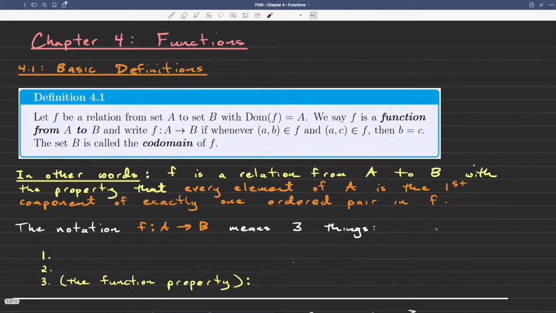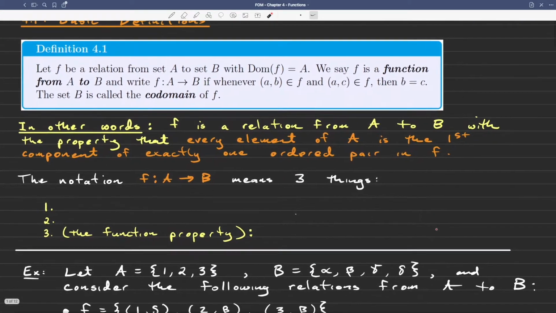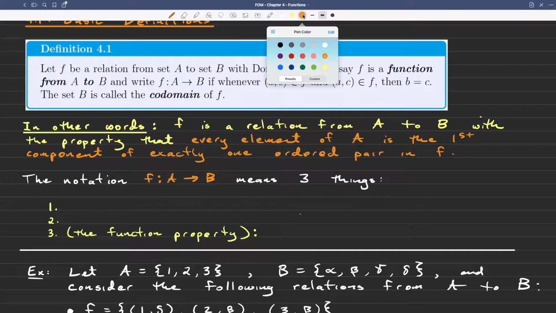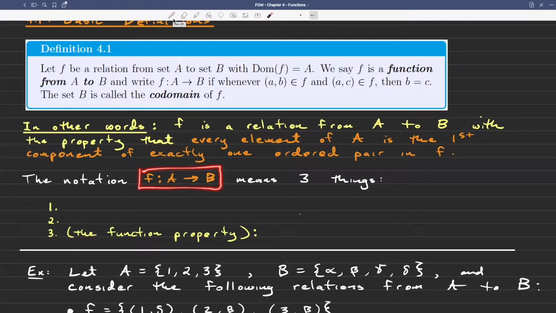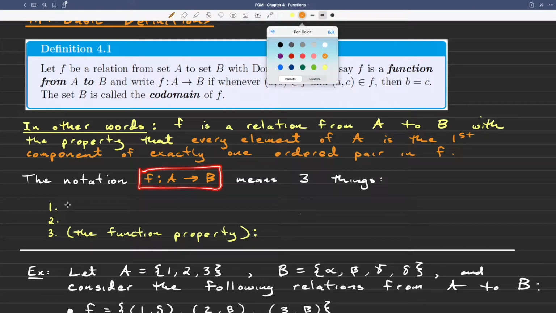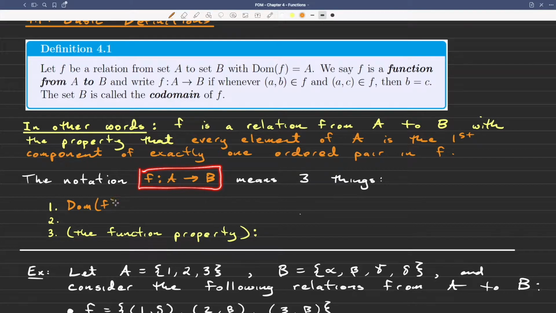If we take that definition in the blue box and break it down, it really means three things. The first thing this f colon A arrow B notation tells us is that the domain of F is exactly equal to A. The second thing it tells us is that the range of F is a subset of B, but not necessarily equal to the set B.